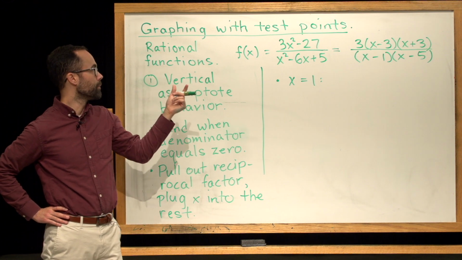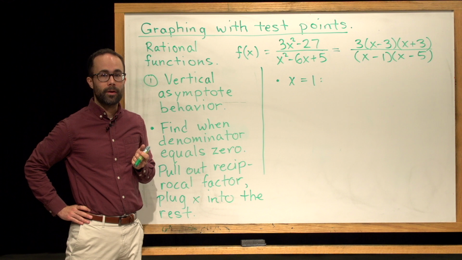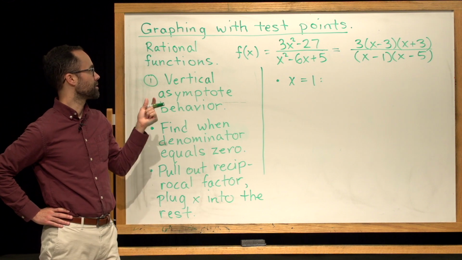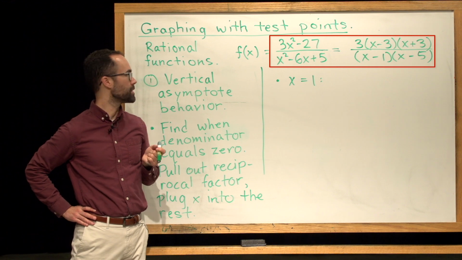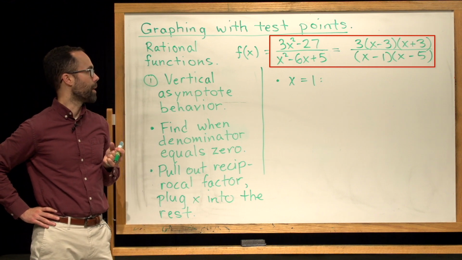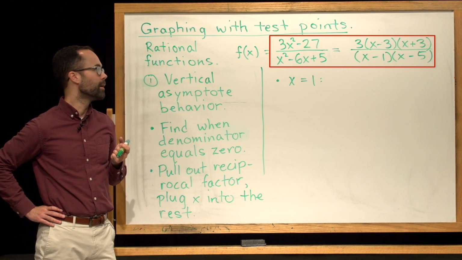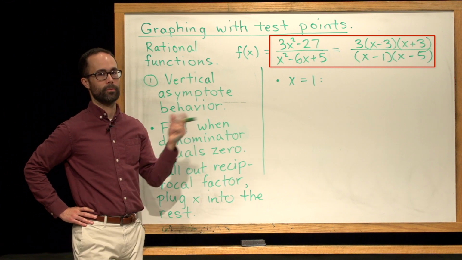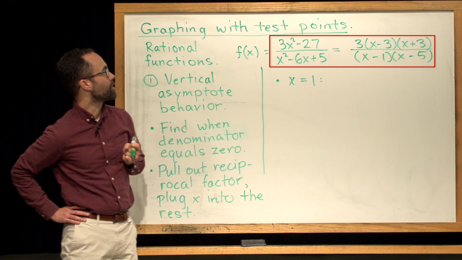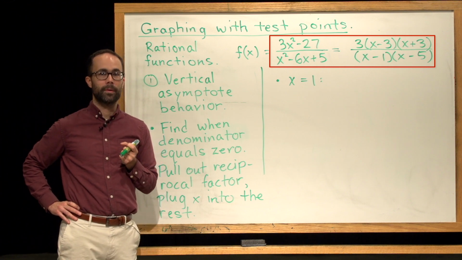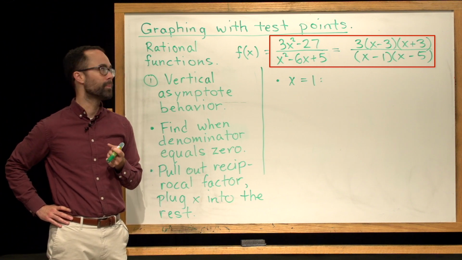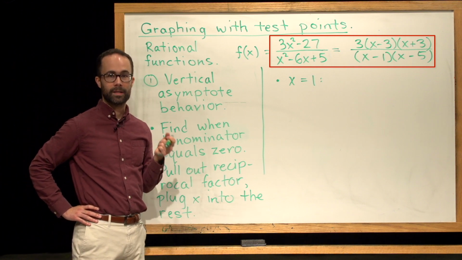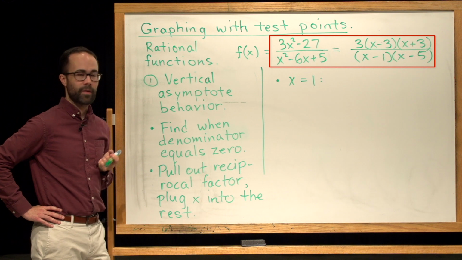So you can see a ratio of polynomials. That's our definition for a rational function. In this case, it's 3x squared minus 27 over x squared minus 6x plus 5. I've also factored the numerator and denominator, so we have both of those on the far right. There are 2 factors on top, x minus 3 and x plus 3, with a constant of 3 in front, and then 2 factors on the bottom, x minus 1 and x minus 5.